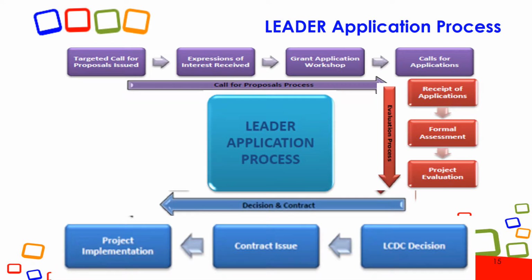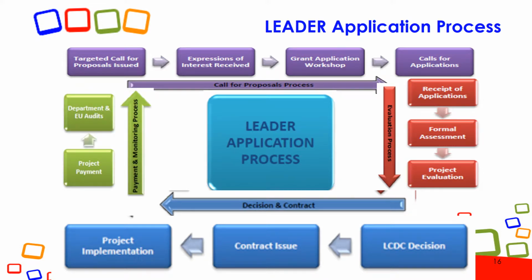The third stage is decision and contract, where the local action group will make a decision, a contract will be issued, and the project will start implementation following the agreement and signing of the contract. This leads to the fourth stage.